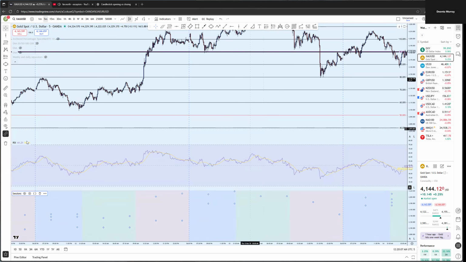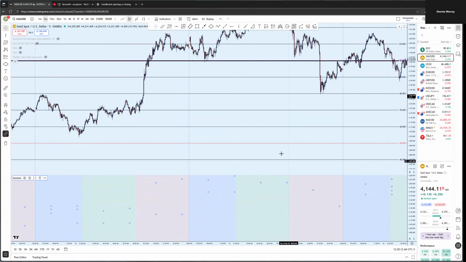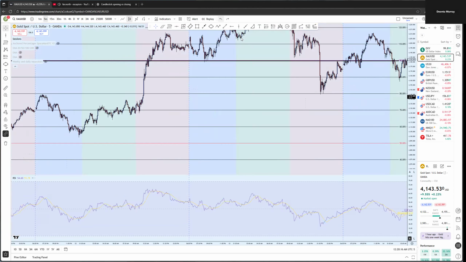So what is this? Stars. So we don't need to do stars. Take that off. Turn that on. Turn the RSI off.